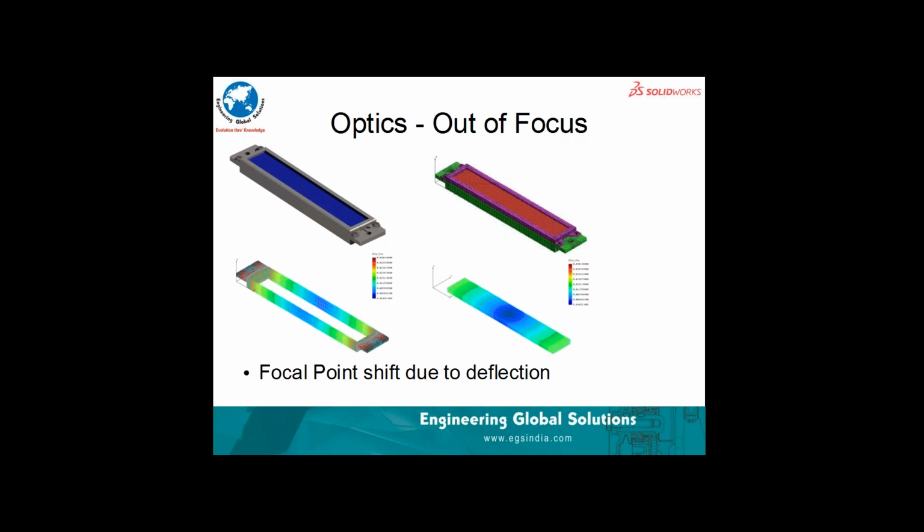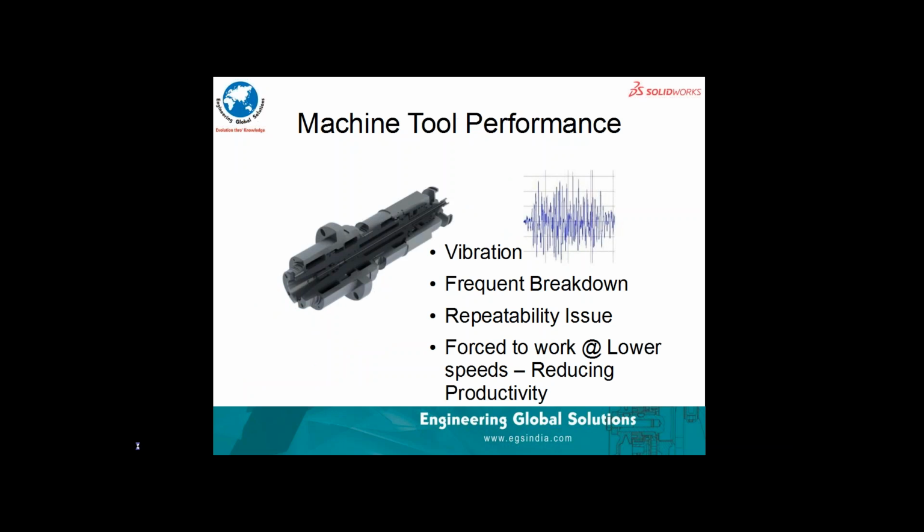This is a classic example where things gone wrong, things gone right. Machine tool performance. People are looking at high-speed machining, moving away from 6,000, 8,000 RPM, giving higher feed rates, getting better products out faster. So the vibrations, the frequent breakdown, if we were to look at a machine tool spindle, where would we be looking at from a design point of view?